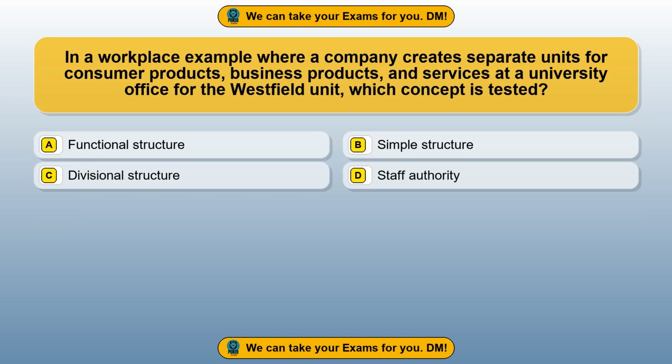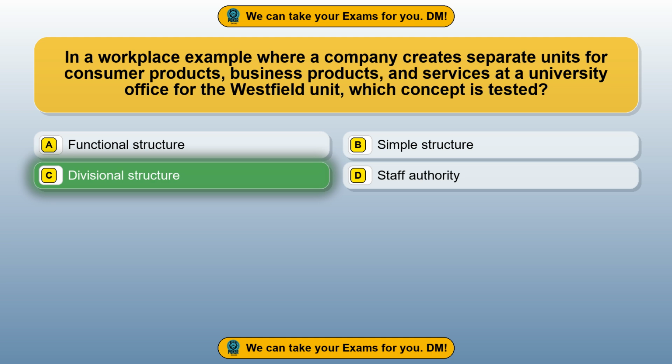Question 77. In a workplace example where a company creates separate units for consumer products, business products, and services at a university office for the Westfield unit, which concept is tested? Option A, functional structure. Option B, simple structure. Option C, divisional structure. Option D, staff authority. The correct answer is option C, divisional structure.